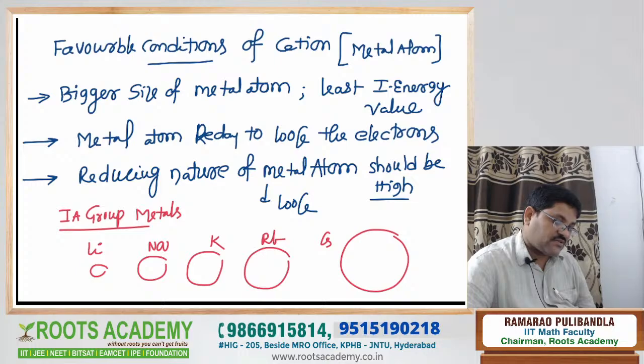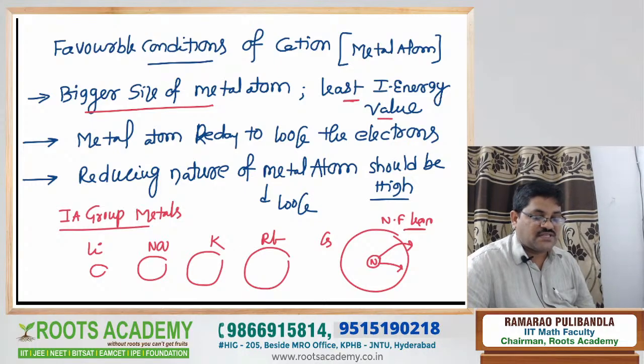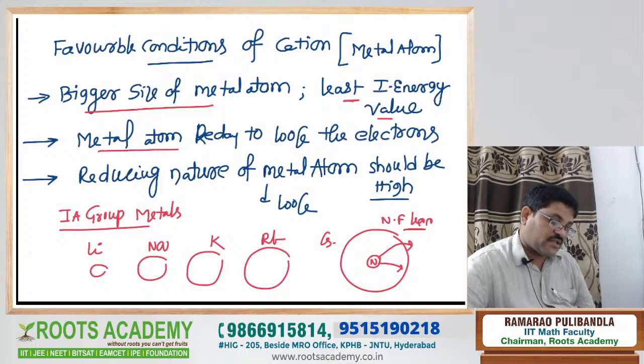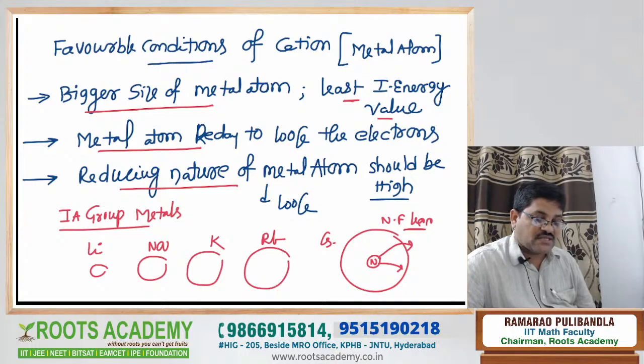So bigger size of the metal atom is required. Cesium is the biggest in size. Because of big size, the nuclear force on the valence shell is less. As nuclear force on the valence shell is less, least energy is required for cesium to lose an electron. Reducing nature of the metal atom increases down the group, because the cesium atom itself is big in size.